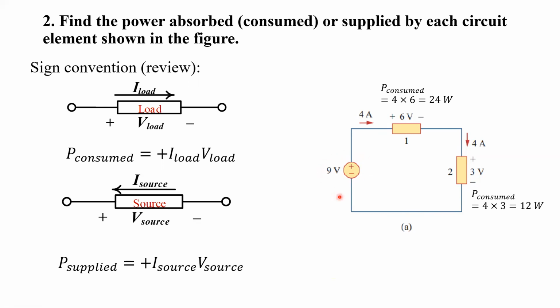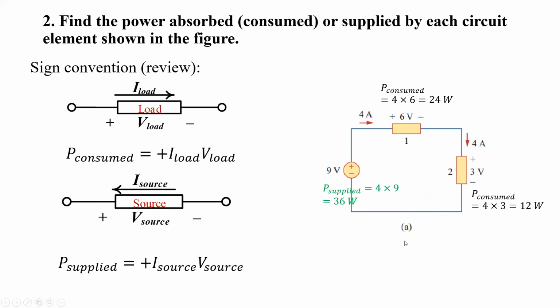Let's see the case of the voltage source. In case of this voltage source, current is flowing in this direction. Since it's a series circuit, current will flow in the same direction for all the elements. So let's see. If you consider inside this source, current is flowing from negative to positive terminal, right? So this element is supplying the power, and power supplied is given by I into V, 4 into 9. So power supplied equals 4 into 9, which is equal to 36 watt.